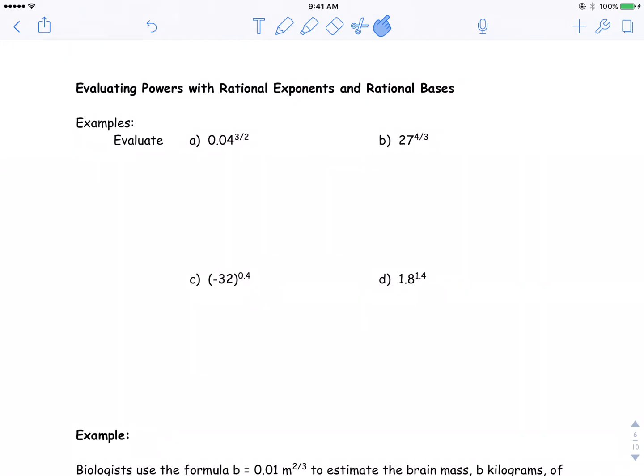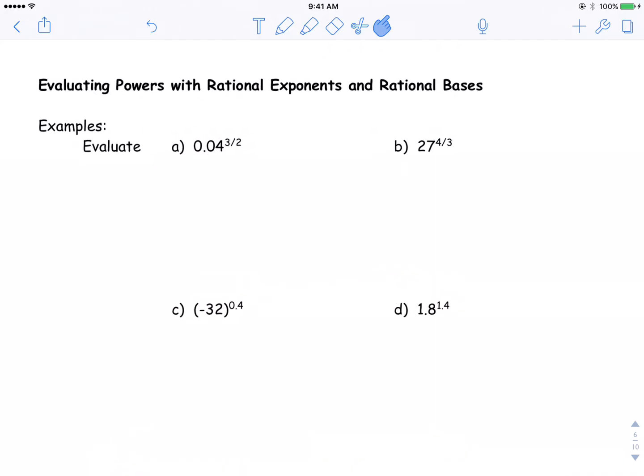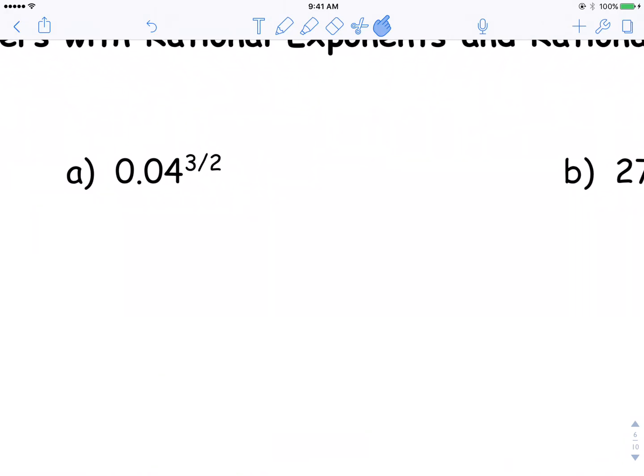So these last examples for section 4.4 are just a little bit extra practice in evaluating powers with fractional exponents. So let's have a look. Examples. Evaluate 0.4 raised to the power of 3 over 2, which, like we've already discussed, can also be written as the square root of 0.04, all cubed.